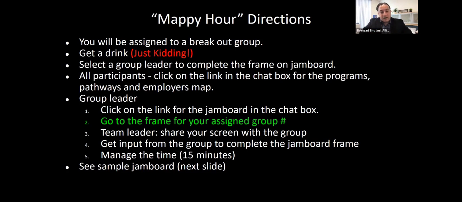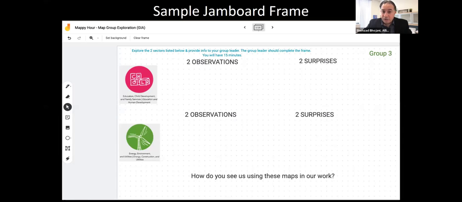Once you are clicking on the map, you'll be able to fill out the information on the Jamboard. So once you're assigned to your breakout group, the group leader will click on the link for the Jamboard. They'll go to the frame that you're assigned to, and you'll get input and complete the Jamboard. Mike, if you want to go to the next slide real quick. So this is what the Jamboard is going to look like. At the very top, it says 3 out of 20. So if you're in group 3, you'll go to Jamboard number 3, and this is for the group leader to go on to.